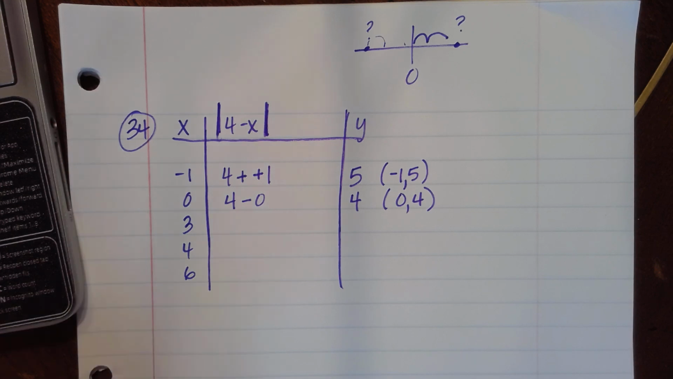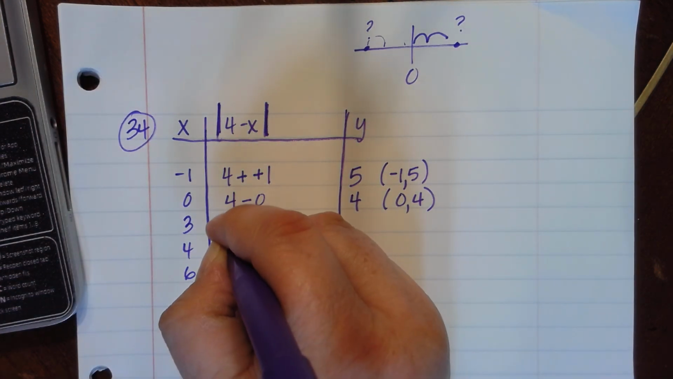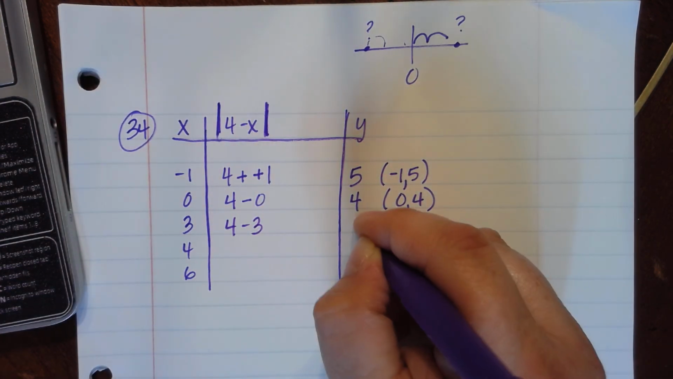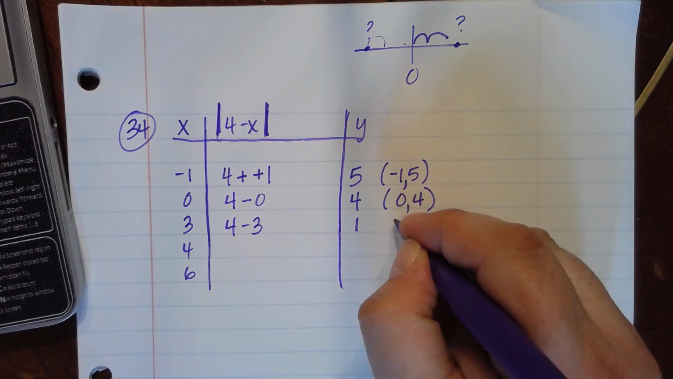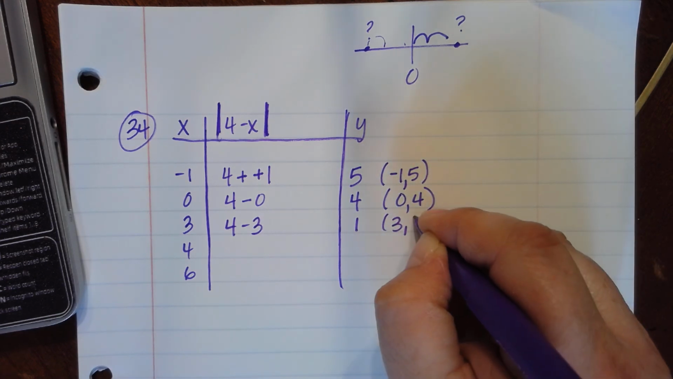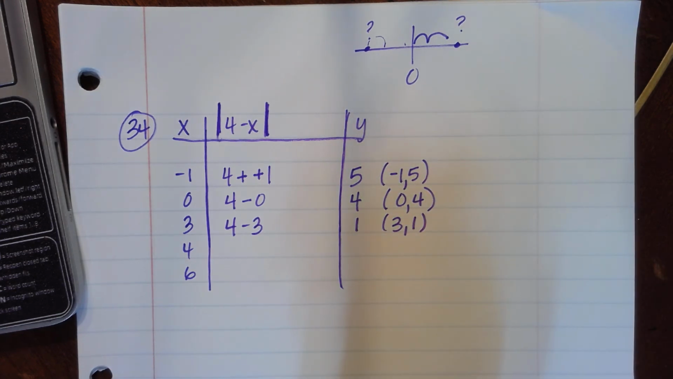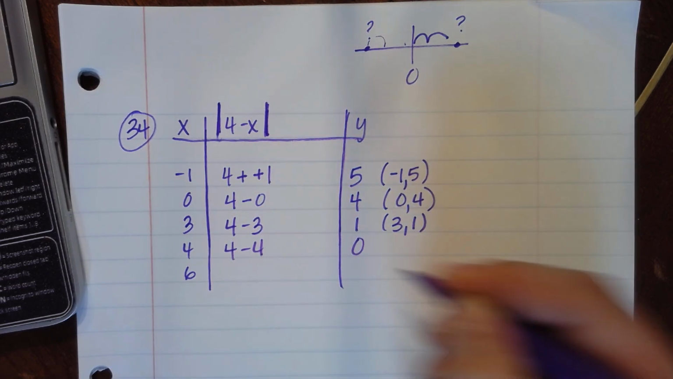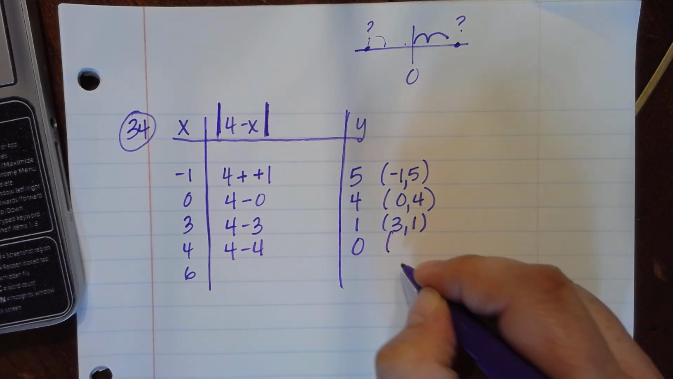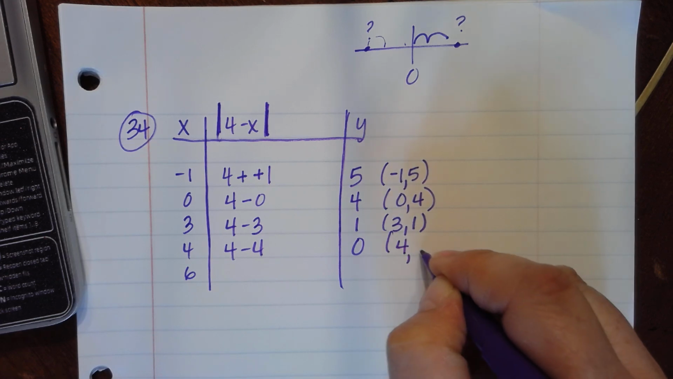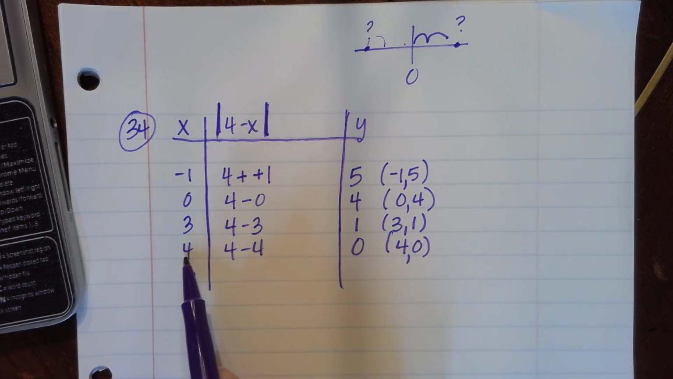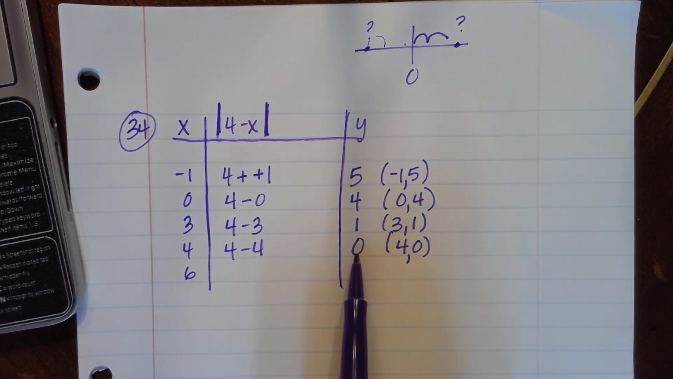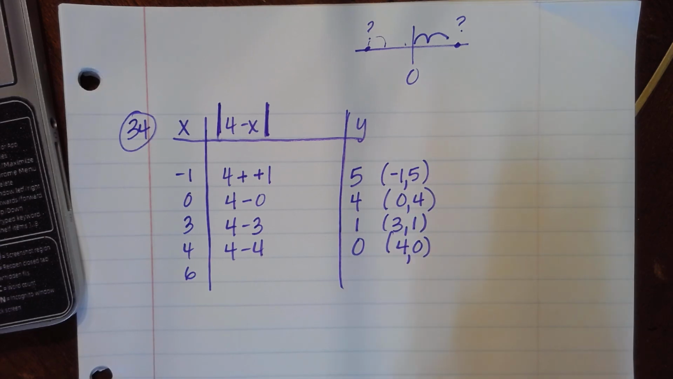X, y. Here's 3. So I've got 4 minus 3 is 1. This coordinate will be 3, 1. 4 minus 4 is 0. This coordinate will be 4, 0. So again, I'm just taking my x and the answer I get from my y, and that makes my coordinate.